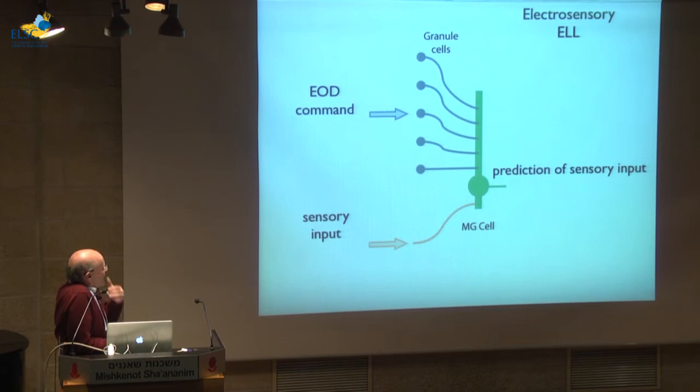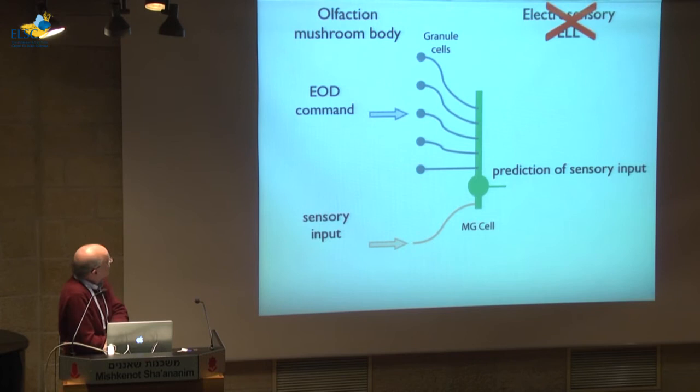All right. So here's my picture of the electrosensory lobe. So now let me turn it into the mushroom body. Okay? So I just have to rename it. Same circuit.